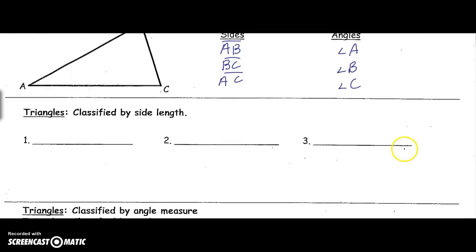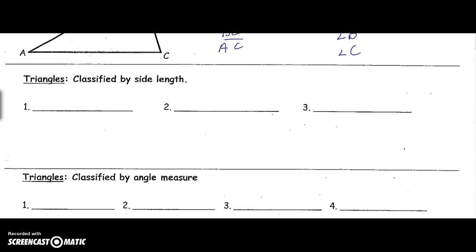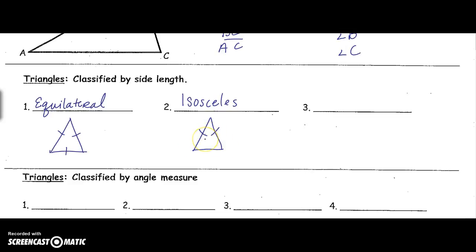If you were to classify this triangle by side length, there's 3 different classifications you could have. The first one is equilateral. That's where all 3 sides have the same length. The second one is isosceles. Isosceles triangles only have 2 of the same side lengths. The last one is scalene. A scalene triangle has 3 different angle or side measures.